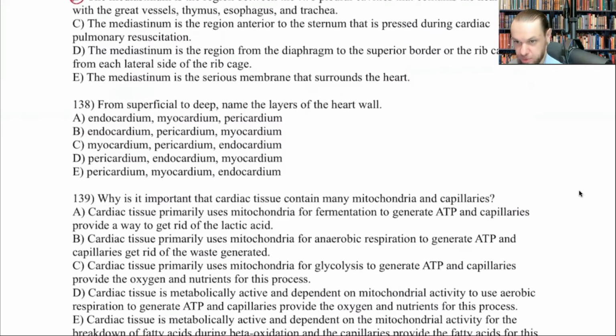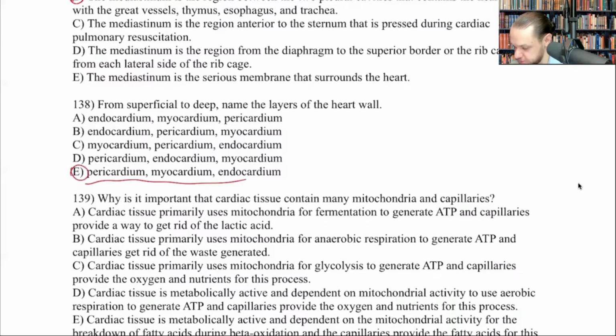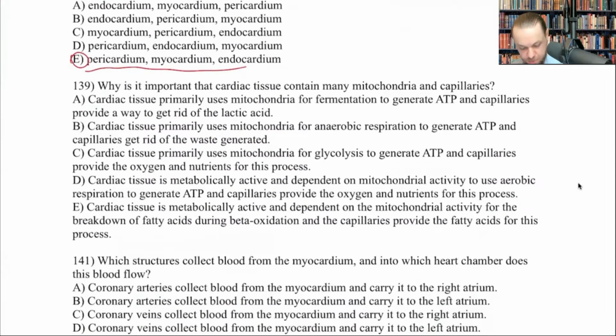All right. 138, we are going to go back to Ian. From superficial to deep, name the layers of the heart wall. Superficial, starting with the pericardium, then the myocardium, and then the endocardium. Yeah, that is correct. E is the correct choice. All right. 139, we are at Irene.